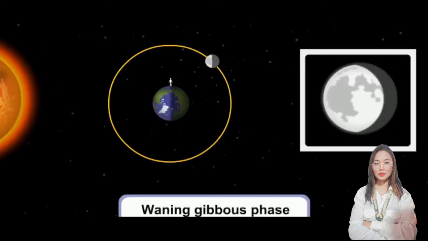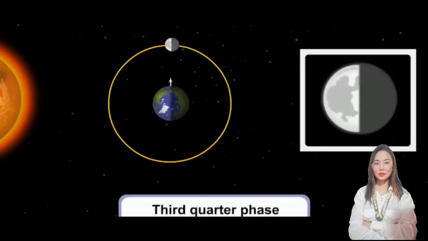In the waning gibbous phase, the other half of the moon is lit by the sun, and we see it looking like a little less than a whole circle. The waning gibbous moon looks like it is shrinking, doesn't it? But it's not. In the third quarter phase, the left half of the moon appears lit, and the right side of the moon appears dark.